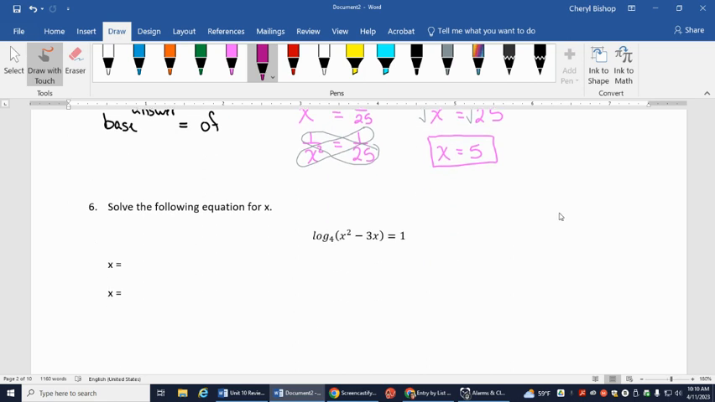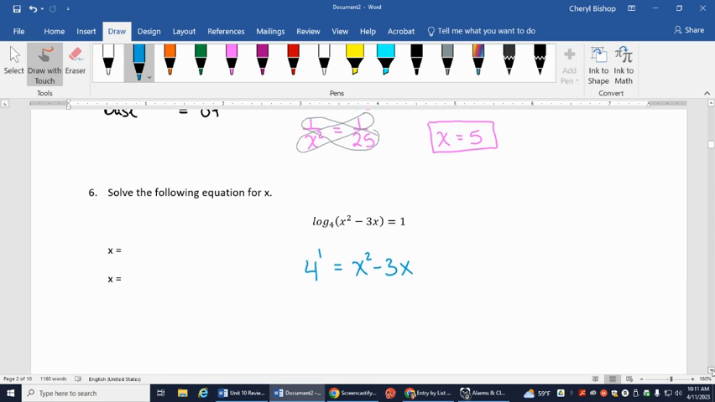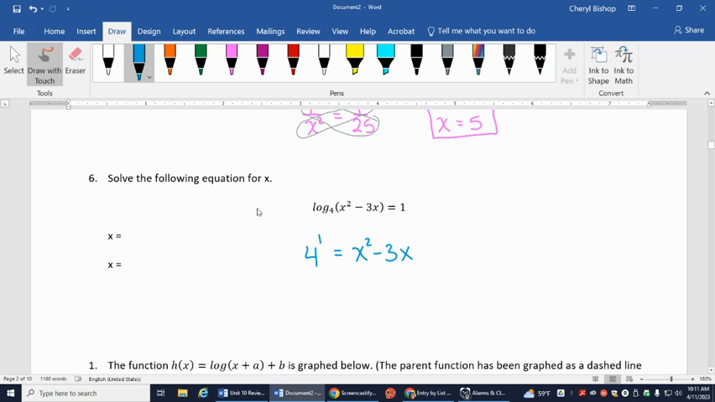Number 6, solve the following equation for x. So I'm going to do the same thing. The base to the answer equals the of. What's my base here? 4. To the answer, what's the answer? 1 equals the of. What's the of? X squared minus 3x. So in order to solve this, because I have an x squared and a 3x, I'm going to have to set this equal to 0. So this is really just 4, because 4 to the first is just 4, equals x squared minus 3x.